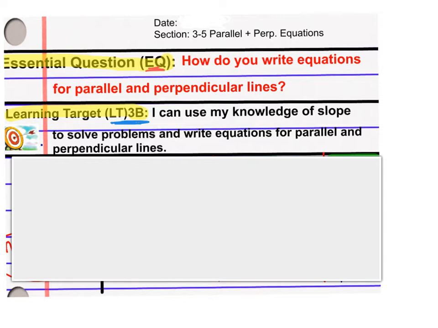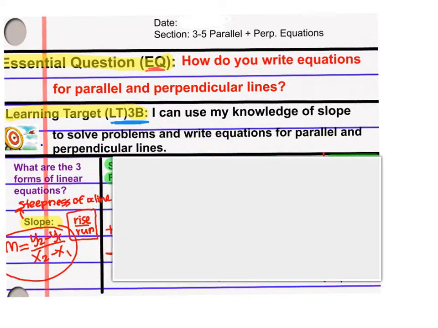You might have noticed that we kind of missed 3B. In previous years, we did this section before other sections, so that's kind of why it's out of order. I can use my knowledge of slope to solve problems and write equations for parallel and perpendicular lines. So feel free to pause the video to take more time to write any of that down.